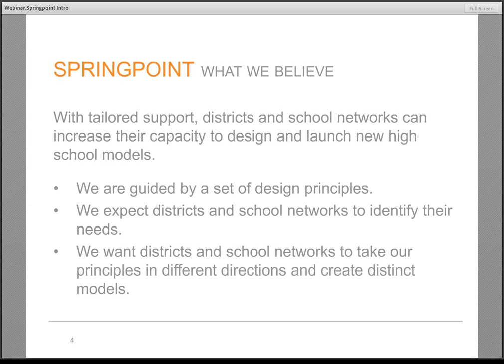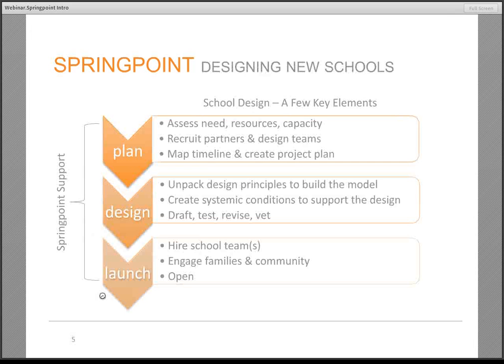So that's really what we want to see, and we believe that with new small schools we can create learning environments that will help students that are behind on the standards as they enter high school and those that are already proficient and ready to advance. So that's our goal in our work with you at Springpoint.